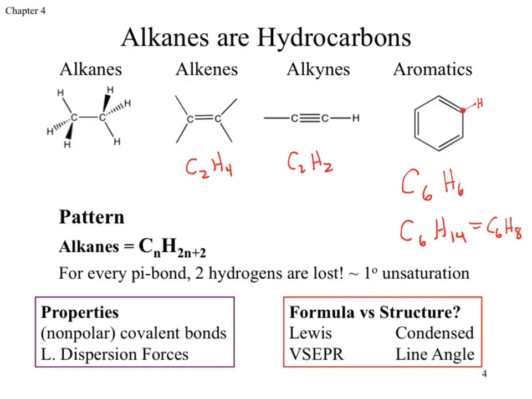Those can be Lewis structures. We can do the condensed. We can do a VSEPR, and we could potentially do a line angle. Which one we use is dependent on what we're trying to manipulate and what we want to use. Okay, or what we were trying to show with that reaction.